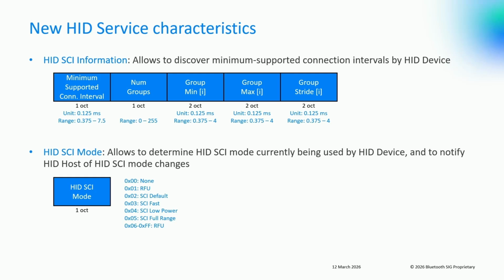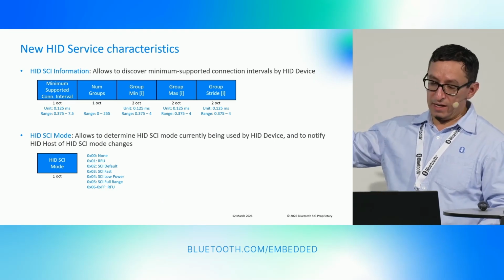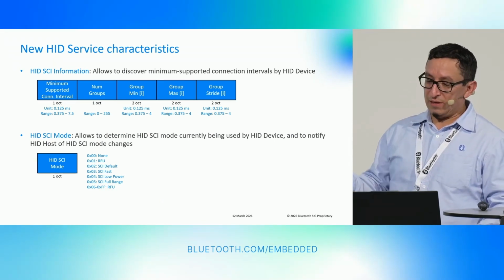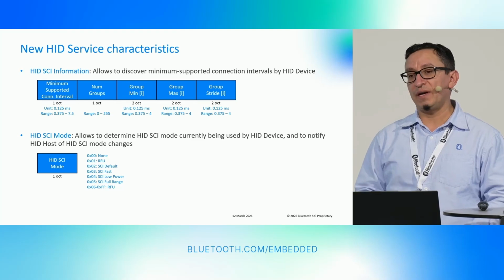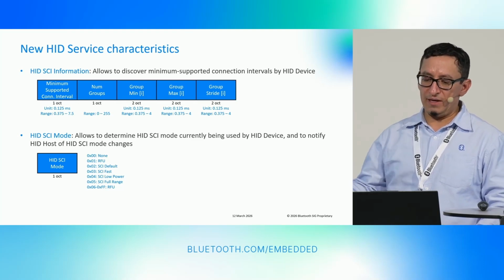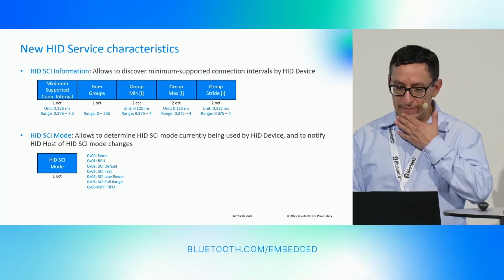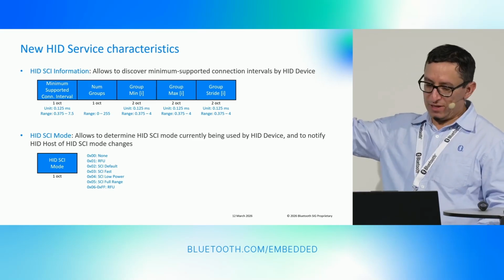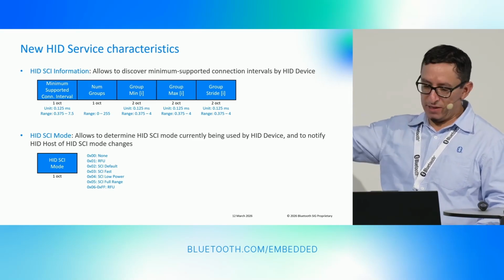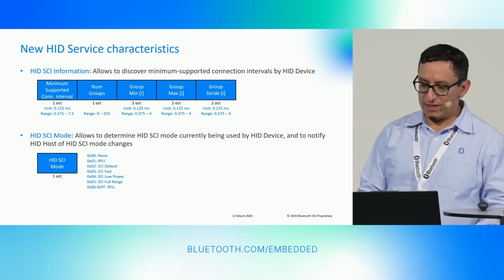Like mentioned, HID SCI introduces new characteristics that are added to the HID service. These are the HID SCI information characteristic, which allows discovering the minimum supported connection interval by a HID device, and the HID SCI mode characteristic, which allows to determine the HID SCI mode currently being used by the HID device, as well as to notify the HID host of any HID SCI mode changes. Similar to the HID ISO slides, the structure of the characteristics is depicted. I'm not going to spend much time here.